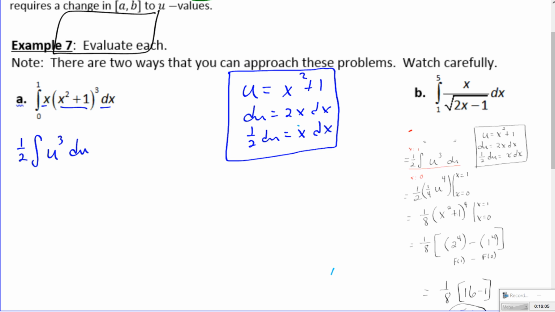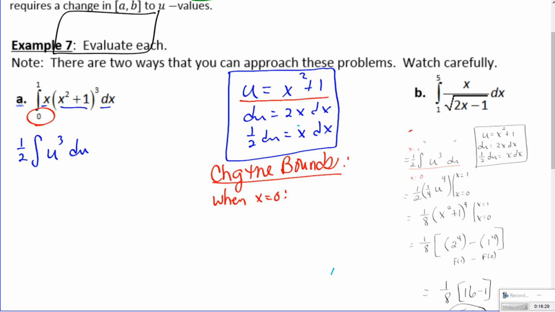Now, here's the part that changes. It calls for a new color, doesn't it? I want to change the bounds. Write this down. When x is 0, I'm going to start with my lower bound. What would u be? Good question. If I look back up to my sub box, it tells me what u is. u is 0 squared plus 1 in terms of x, isn't it? u turns out to be 1.